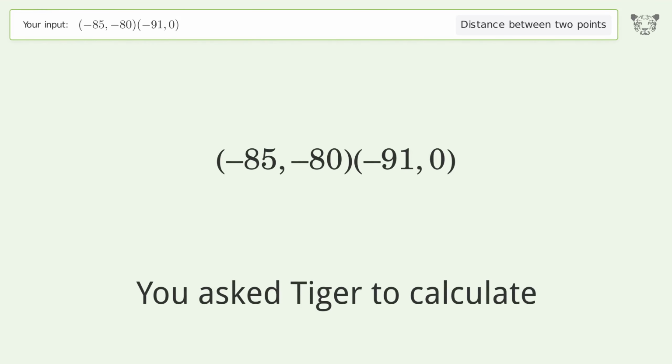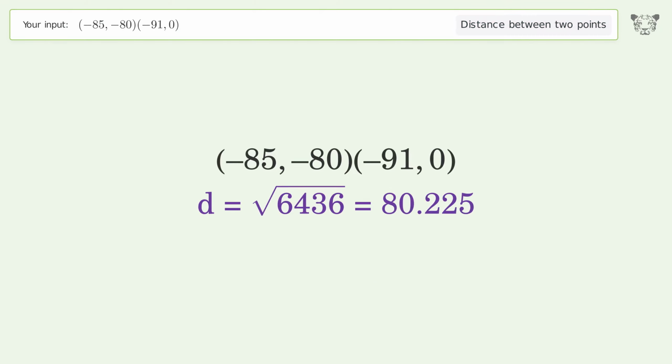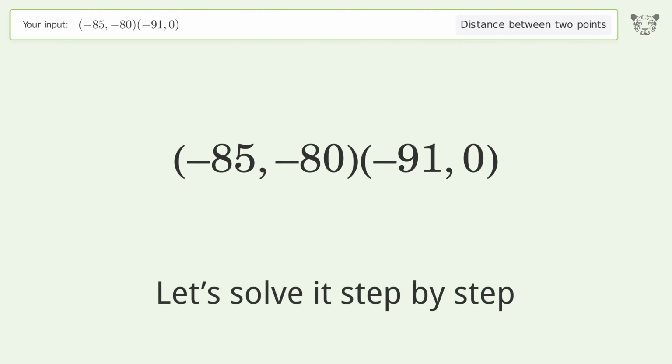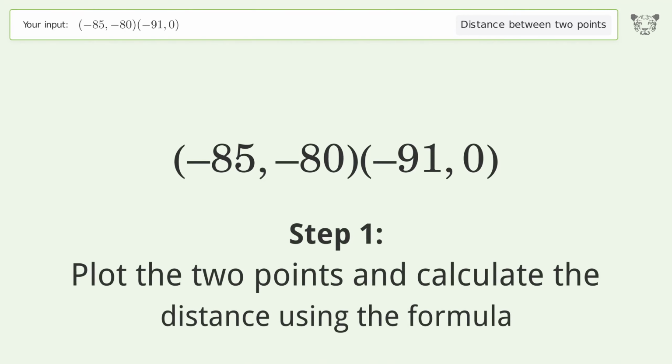You ask Tiger to calculate. This deals with the distance between 2 points. The distance between the 2 points is the square root of 6,436, or 80.225. Let's solve it step by step. Plot the 2 points and calculate the distance using the formula.